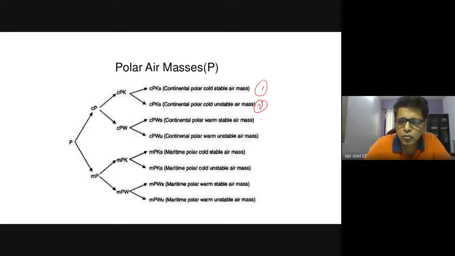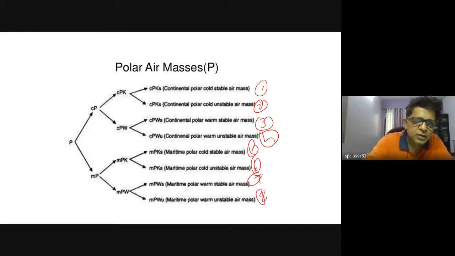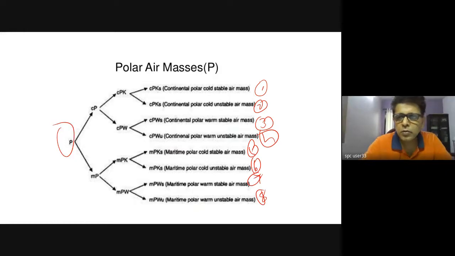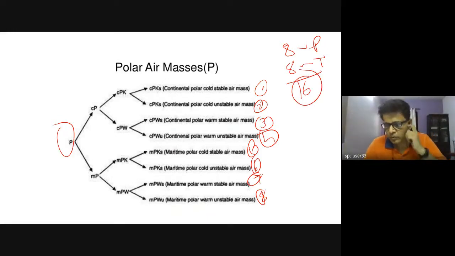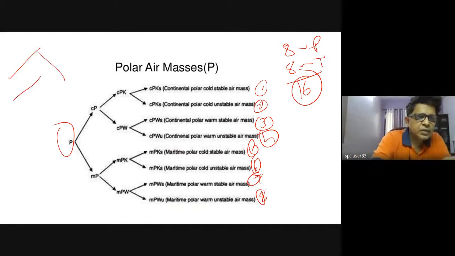But then, in one of these, you'll see that you have how many? 1, 2, 3, 4, 5, 6, 7, and 8. All of this is with regards to polar. So 8 of polar and 8 of tropical. The basis is going to be similar. You are going to have 16 types. We spoke about this yesterday also, that we have around 16 types of air masses in all. How do we divide them? Yesterday we divided them in this way.